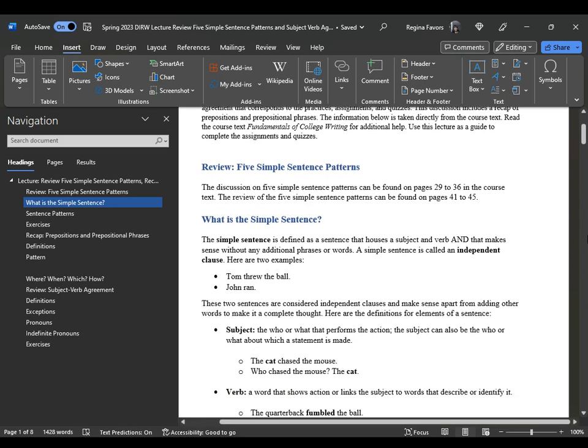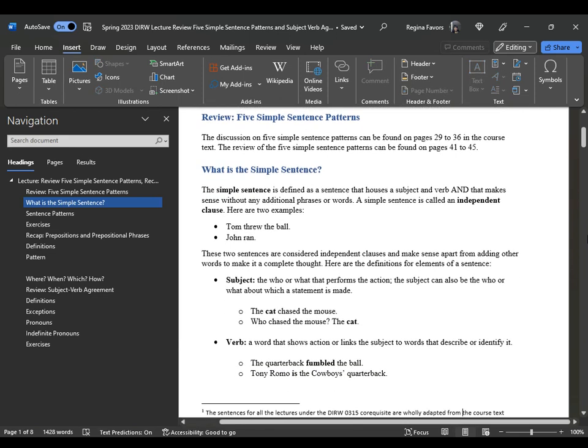So, just remember that a simple sentence can function just fine in terms of grammatical appropriateness with just a subject and a verb. Now, does it make the meaning of the sentence complete? No. It just means that the sentence is an independent clause and it is a grammatically correct sentence. So, John threw the ball, John ran. Or Tom threw the ball, John ran. Now, we don't know why Tom threw the ball and we don't know why John ran to make the sentence complete. These two sentences are considered independent clauses and make sense apart from adding other words to make it a complete thought.